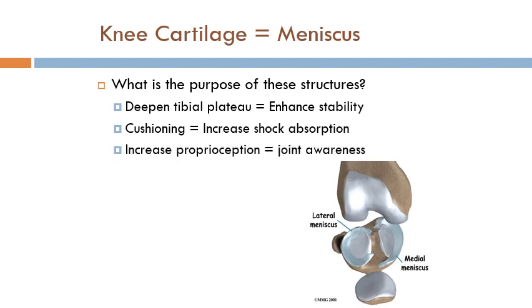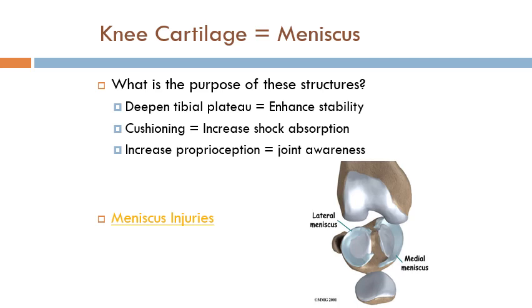And they also help to increase proprioception, so joint awareness. So kind of a sense of where your joints are in space. That's what proprioception means. So again, part of proprioception is that you kind of know what position your joints are in without looking at them, because essentially you have all these sensory nerves that give you a basic idea of the position of your joints. Well, the meniscus helps to provide more joint awareness, which is going to be very important.